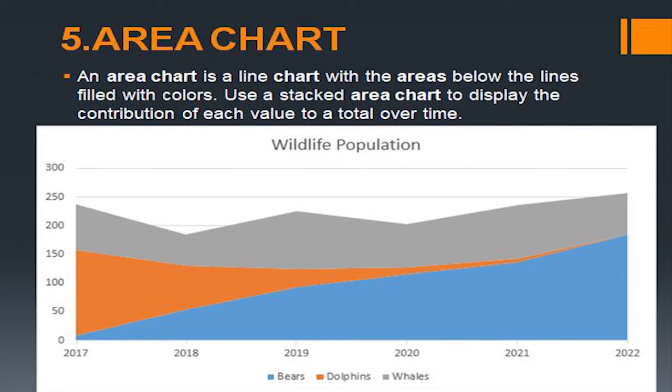Next one is area chart. An area chart is a line chart with the areas below the lines filled with colors. Usually a stacked area is used to display the contribution of values over time. That means it looks like it is filled. You can observe here like mountains, the entire blue area is bears, dolphins are in the orange color and whales are in the gray color. In this way the area chart will look. You can see the picture here.